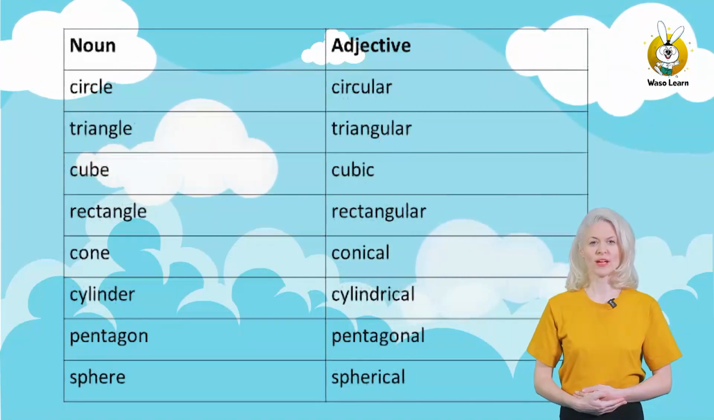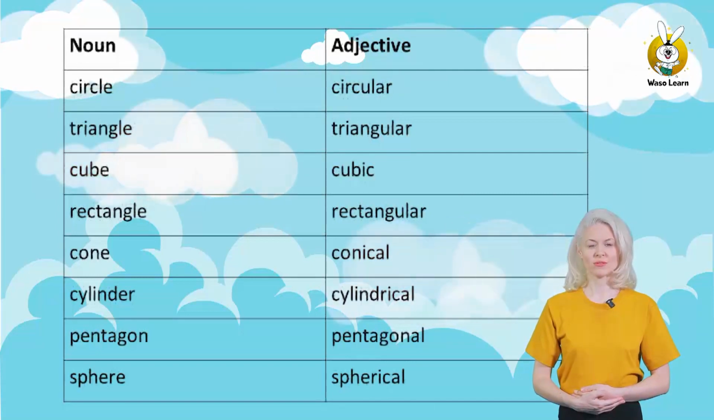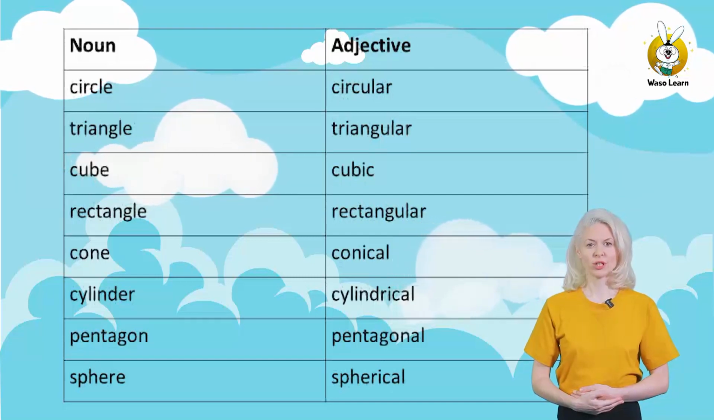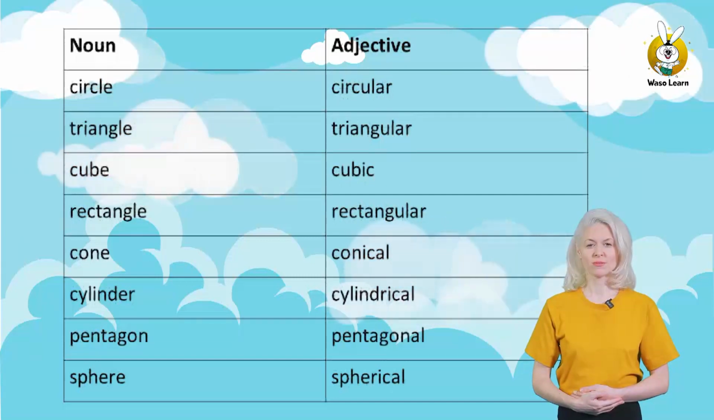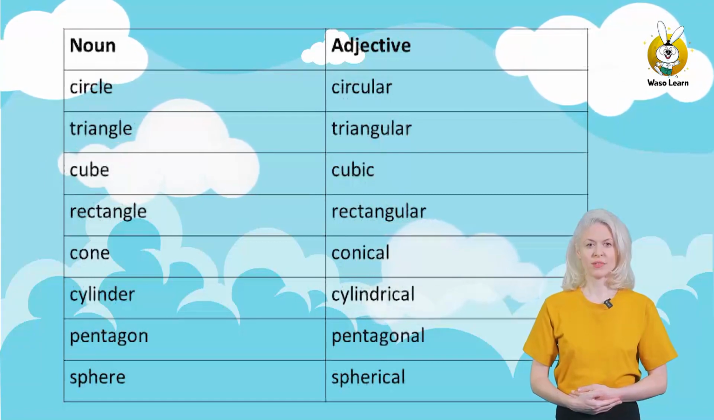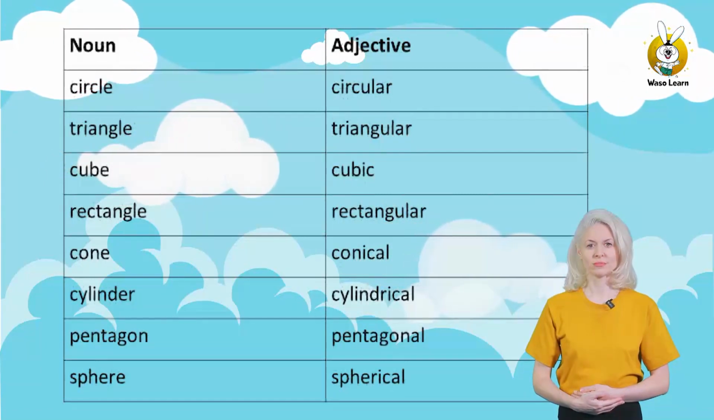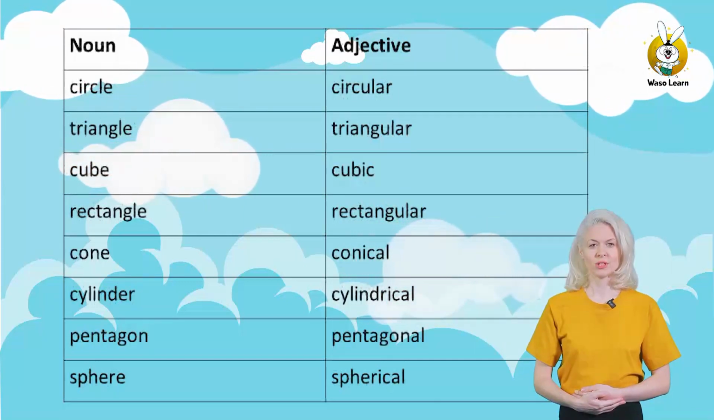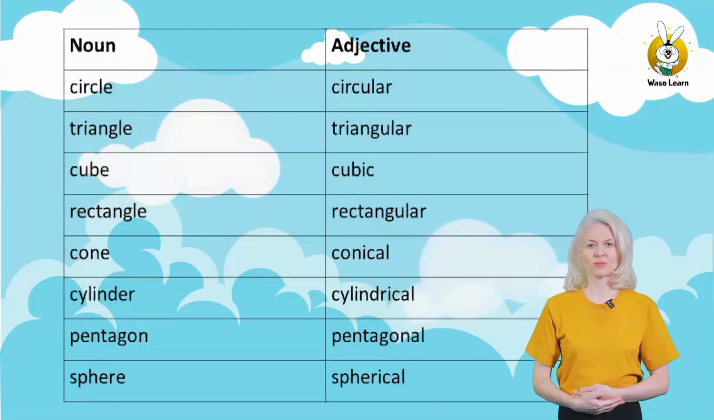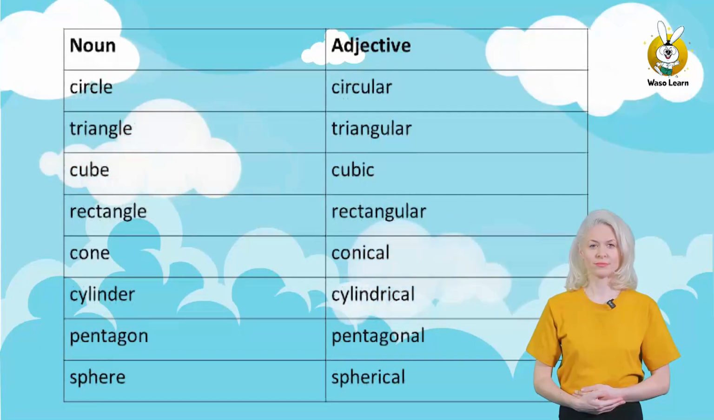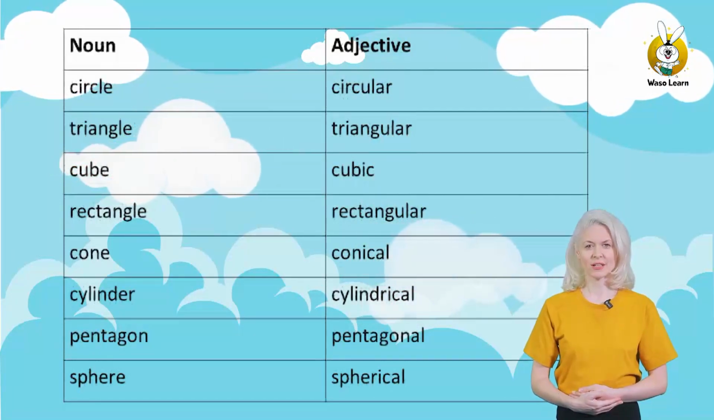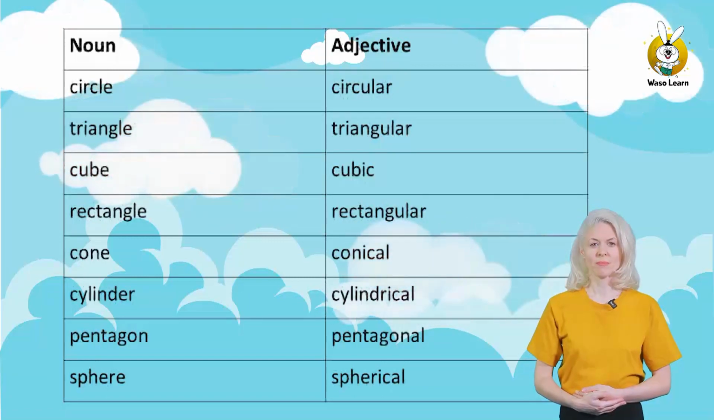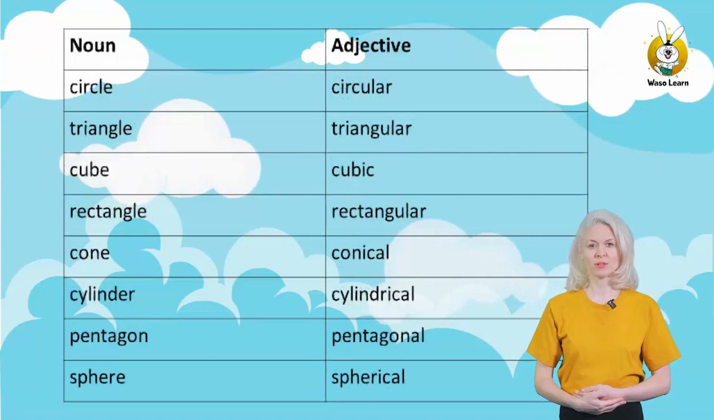Noun, triangle. Adjective, triangular. Noun, cube. Adjective, cubic. Noun, rectangle. Adjective, rectangular. Noun, cone. Adjective, conical. Noun, cylinder. Adjective, cylindrical. Noun, pentagon. Adjective, pentagonal.